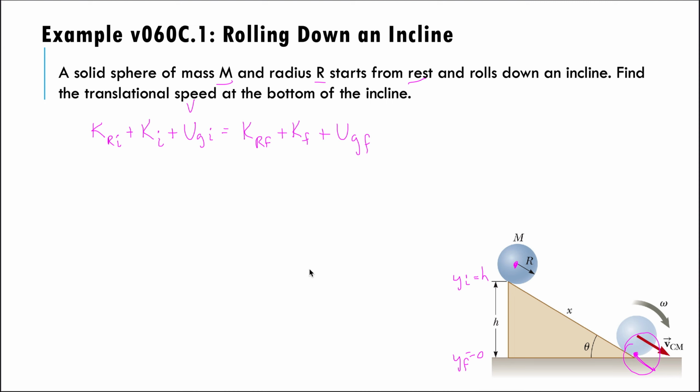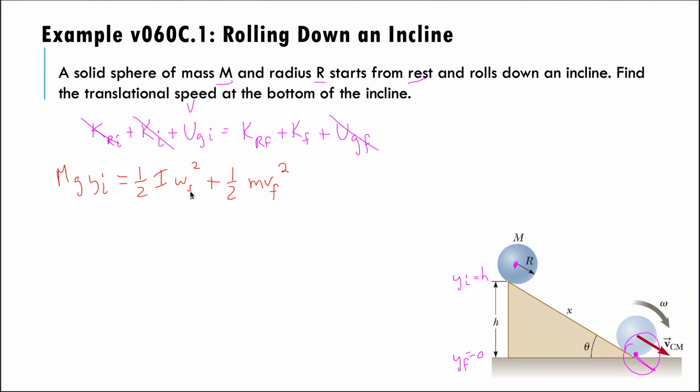Let's go ahead and cross out the terms equal to 0. When we start from rest, we don't have any initial kinetic energies. When we reach the bottom, we don't have any gravitational potential energy. Let's write down the terms that are left. We have mgy initial for the gravitational potential energy equals 1/2 I omega final squared plus 1/2 mv final squared.